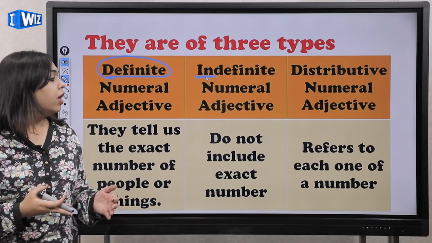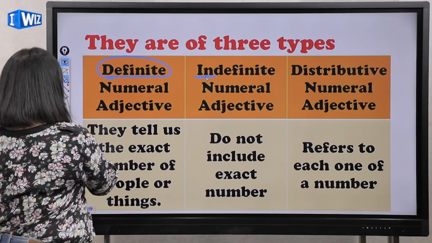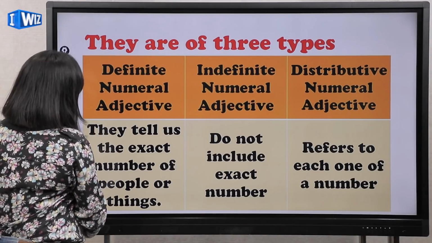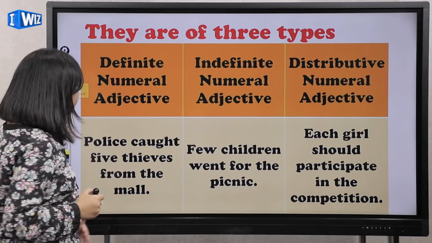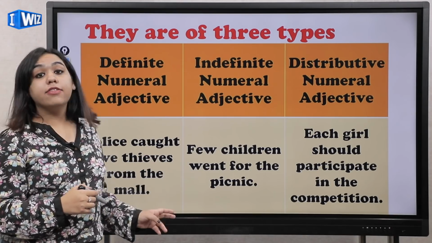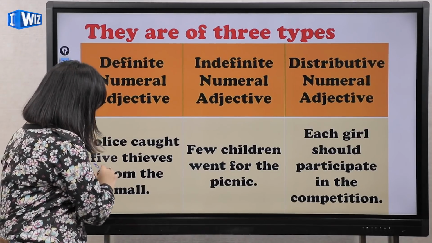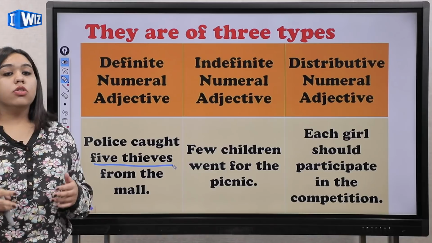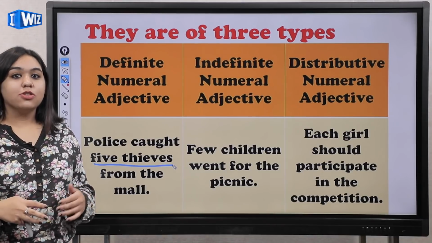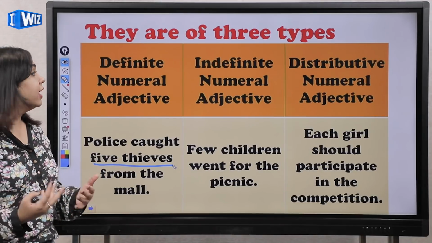It refers to each one of a number. Now I will be giving you some examples of that. The examples are as follows. For example, police caught 5 thieves from the mall. Now here you can count the thieves. So they are 5 in number. So this is definite where you can exactly count.